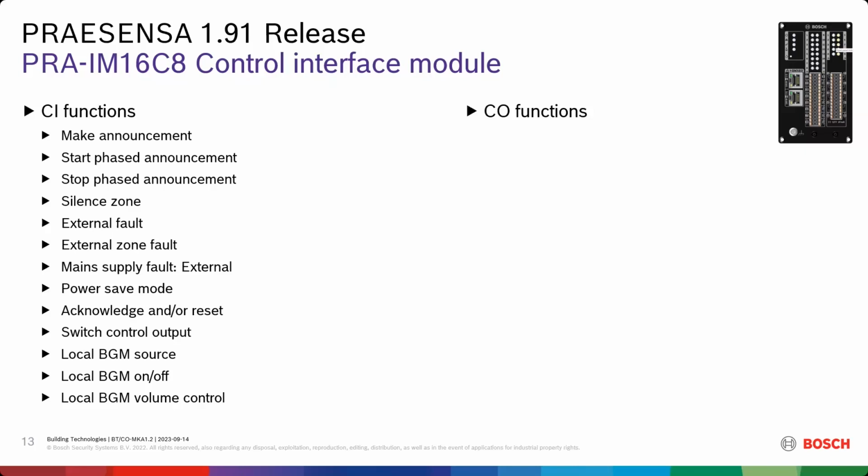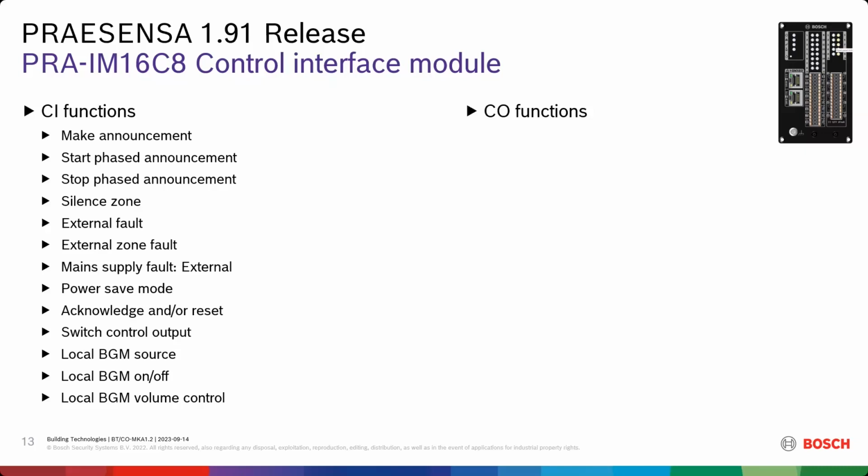Then you have a silence zone option, so you can, with a contact on a particular priority, block the audio in a specific zone based on that contact and configured priority. So you could introduce an external fault into the system, which is then reported through the logging server and the call station. Furthermore, you have an external zone fault indication to trigger.